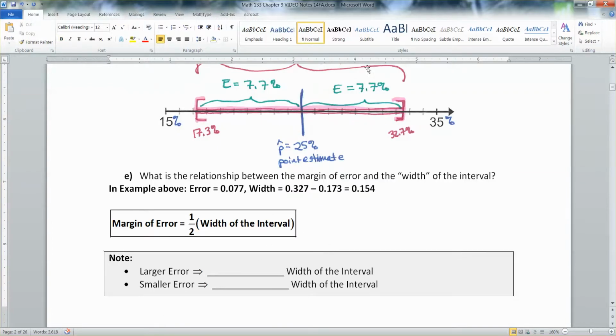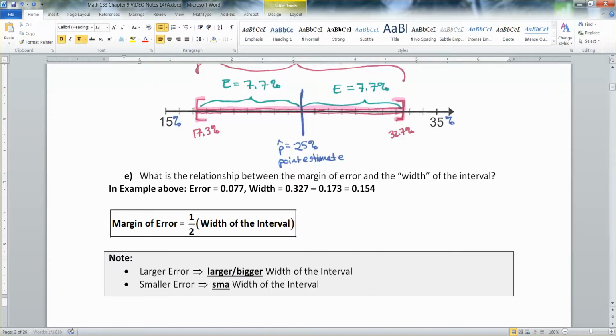If you have a larger error, that distance in here is larger, that's going to mean that your width is larger, or bigger, whichever word you want to use. Wider width of the interval, that doesn't sound like good English, right? So larger, bigger width of your interval. The smaller your error, the smaller your width of your interval. Okay, I guess I'll go with the words larger and smaller. That makes sense.